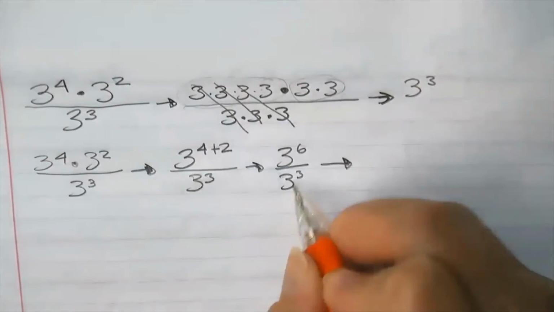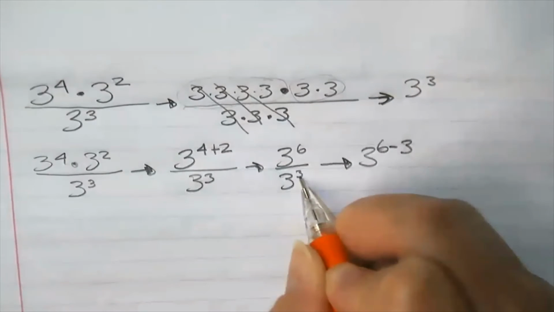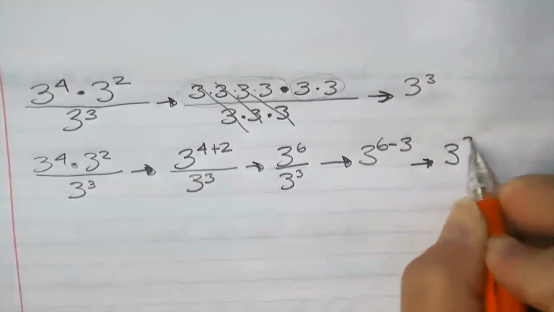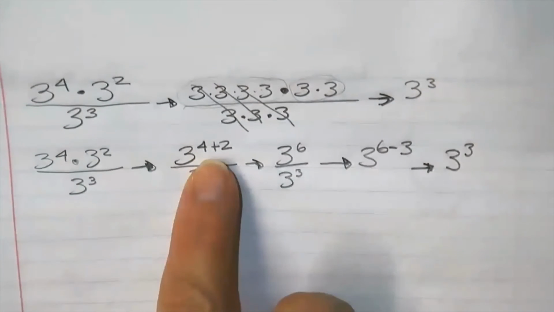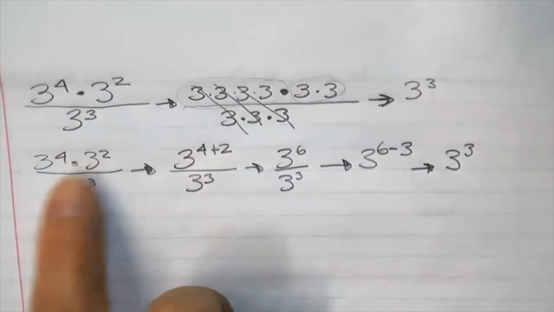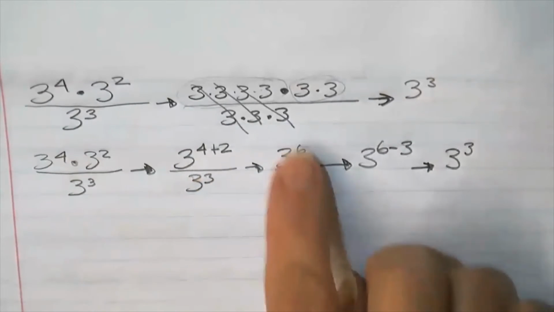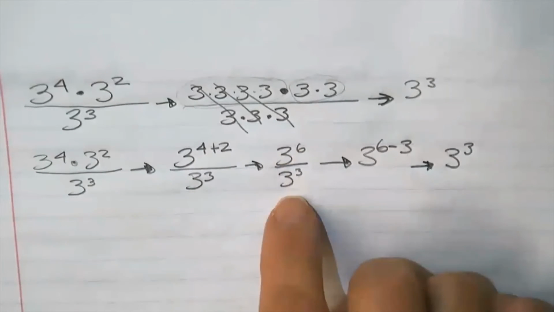Now, this is what we just did today. 3 to the 6th minus that exponent in the denominator, 3 to the 3rd. So we're combining what we learned yesterday, the multiplication of exponents with the same base, with what we're doing today, division with the same base.